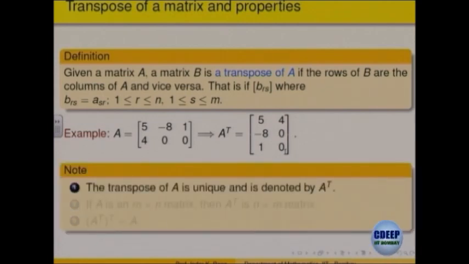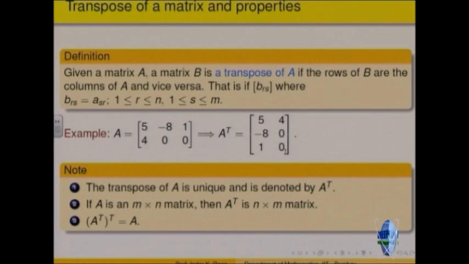So, here are some simple observations. The transpose is a well defined matrix, right, since we are given all the entries. If A is m cross n, obviously A transpose is n cross m. And what is the transpose of the transpose? You are getting back the matrix. You interchange rows with columns, you again interchange rows of that with columns, and you will get back the matrix. So, A transpose transpose is equal to A, right. So, these are elementary properties of matrices.